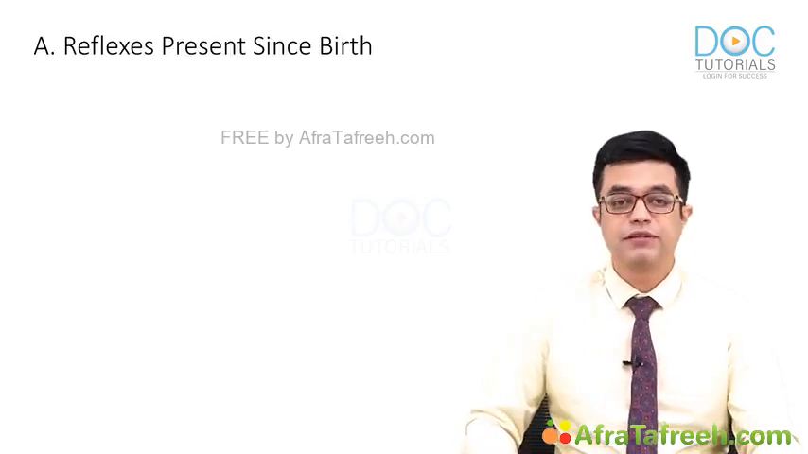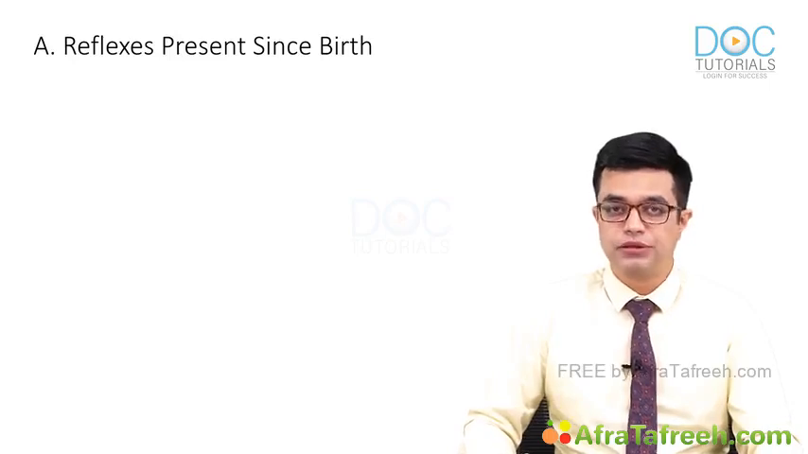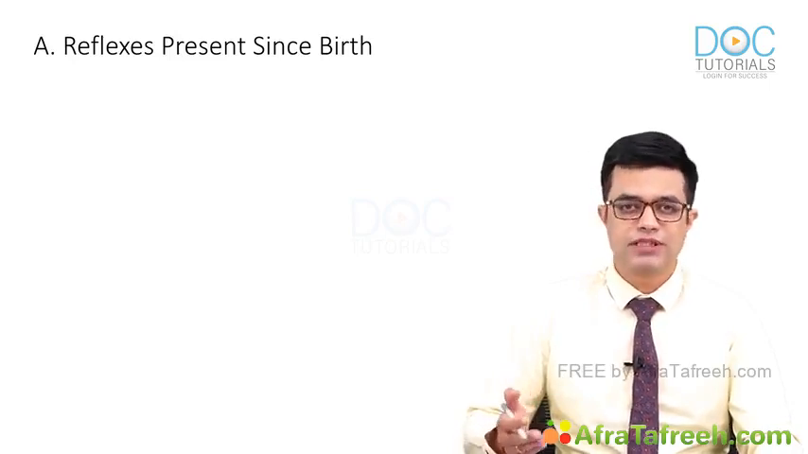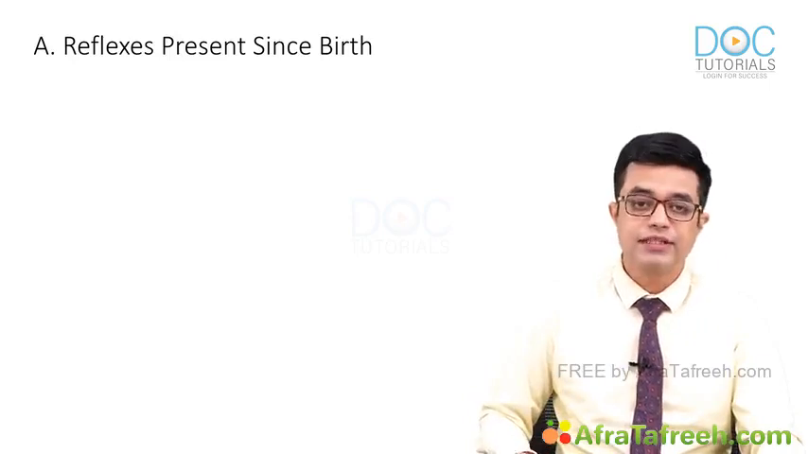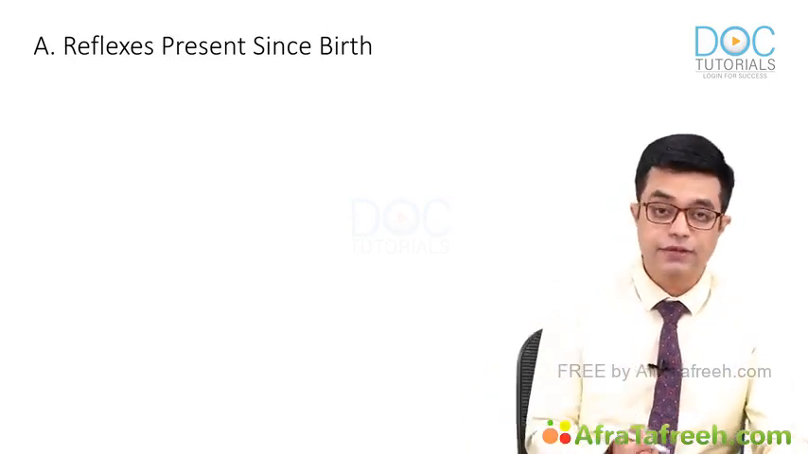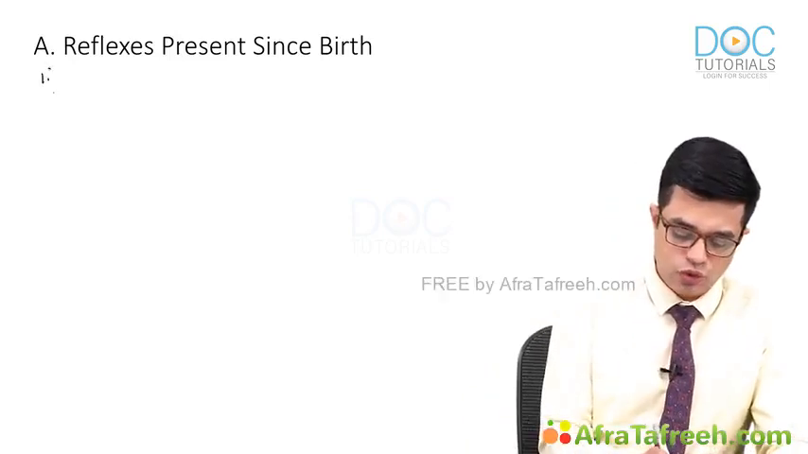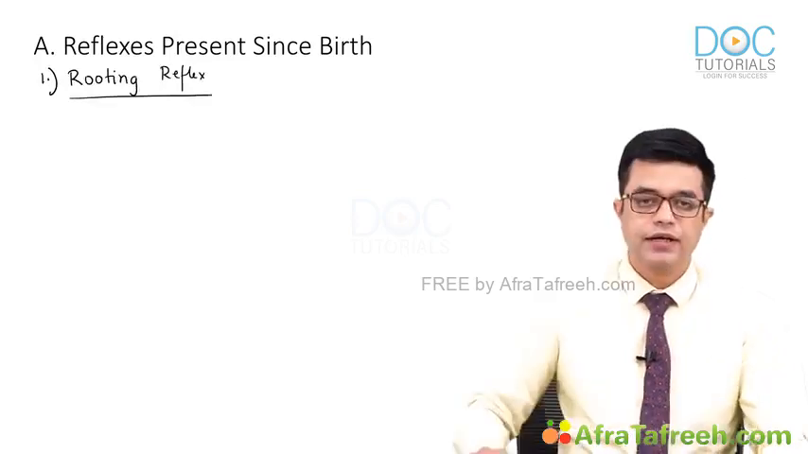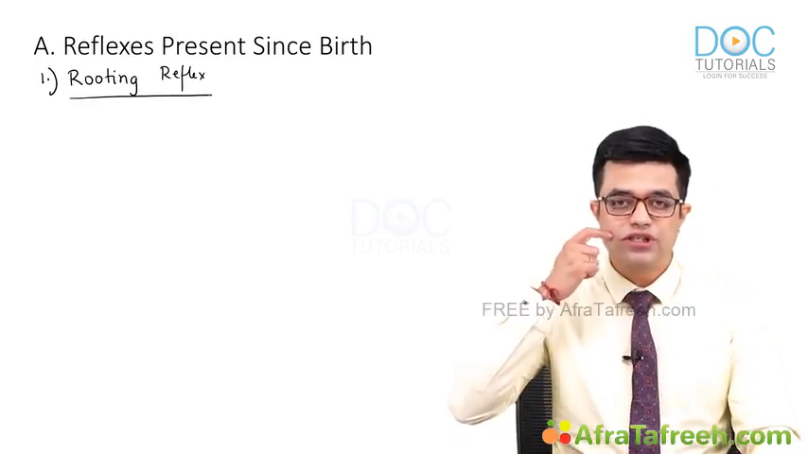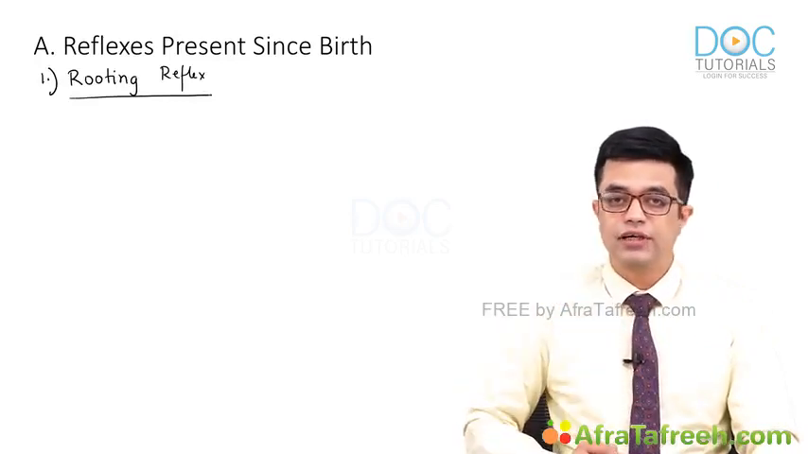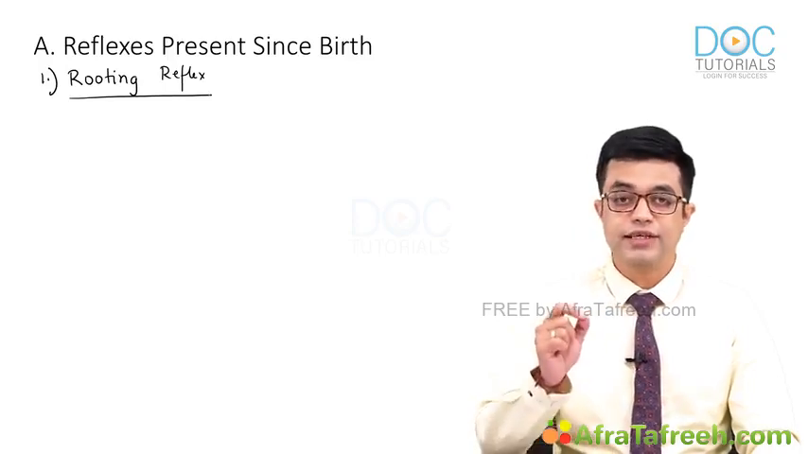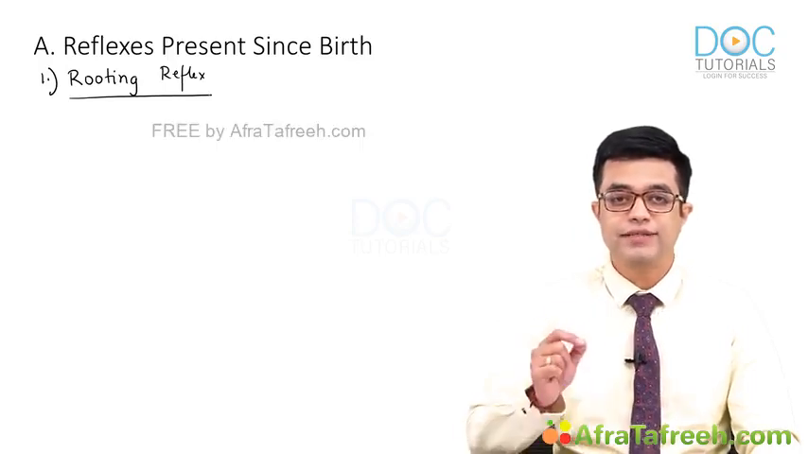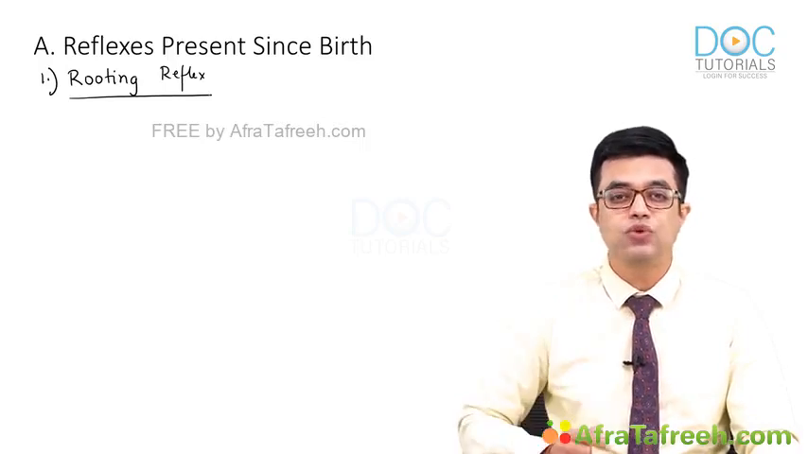First of all, we have the reflexes which are present since birth. So in a term child, they will all be present at birth. The first reflex that we shall be discussing is called the rooting reflex. Rooting reflex is a reflex in which when you stroke the cheek of the child on one side, the child will turn his head towards that side. Rooting reflex is nature's way of ensuring that the child is able to locate and attach to the nipple.